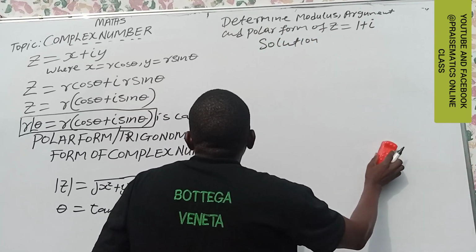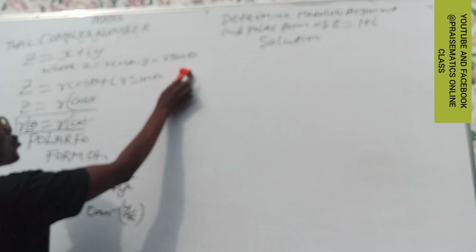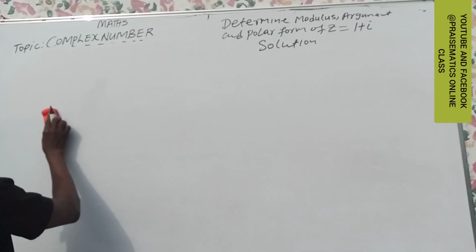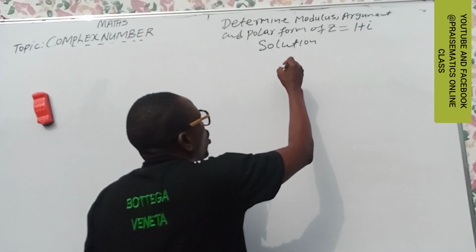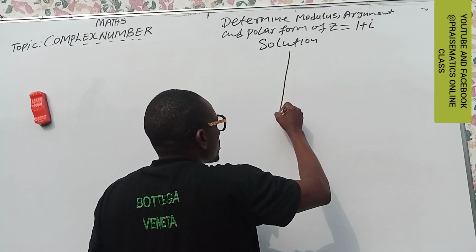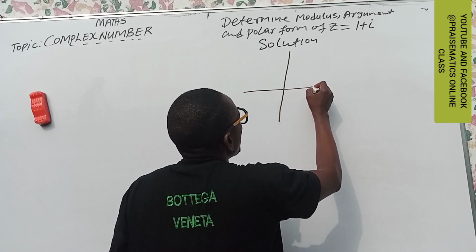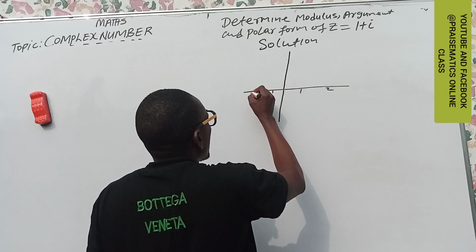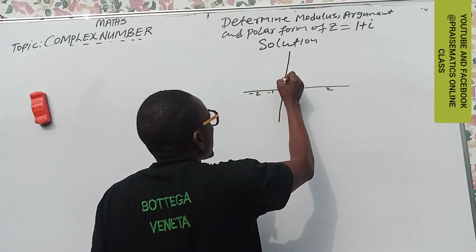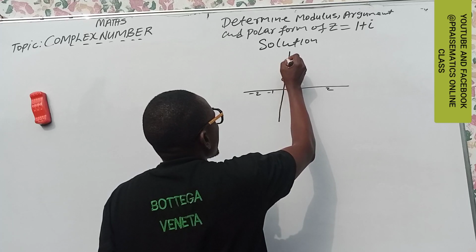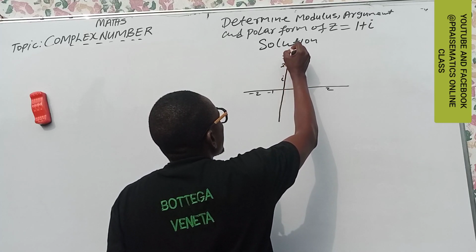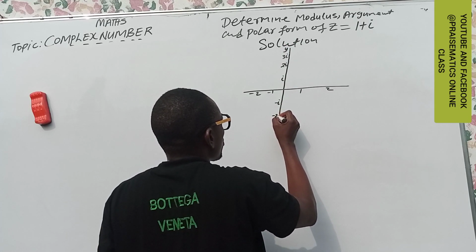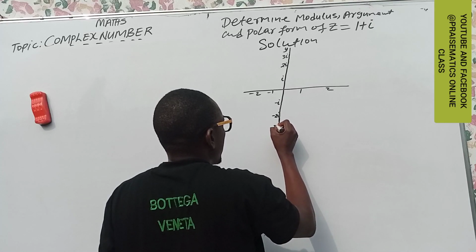How do we solve this? Before you solve any question like this, first of all, translate that complex number to what we call an Argand diagram. Let's do it. Now I have this as 1, 2, minus 1, minus 2. Let's say i, 2i, 3i. This is the y-axis. Let's say minus i, minus 2i, minus 3i.